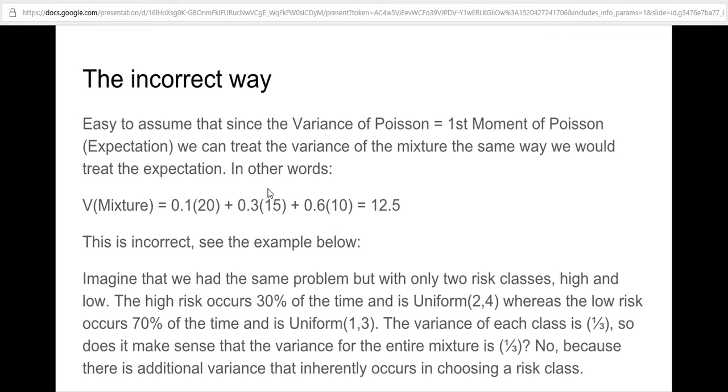Well, no, because if you think about it, we have an additional variance that occurs in actually selecting the risk class, because the high risk occurs 30% of the time and the low risk occurs 70% of the time. So that means there's an additional variance component that's not actually being factored in when we simply weight the variances. After we cover this problem, I invite you to try and rework this same problem, but using uniform distributions like I've given below.